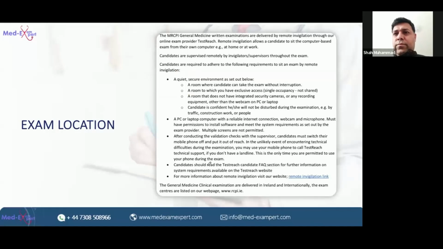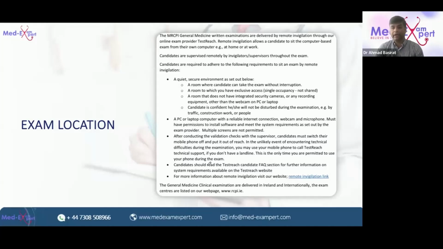The exam location for Part 1 and Part 2 written is online. So it's very comfortable and very nice to sit from your home or your home country for these examinations. And trust me, it has made a lot of difference in candidates preparing and appearing for the exam, because you don't have to travel to the exam center.